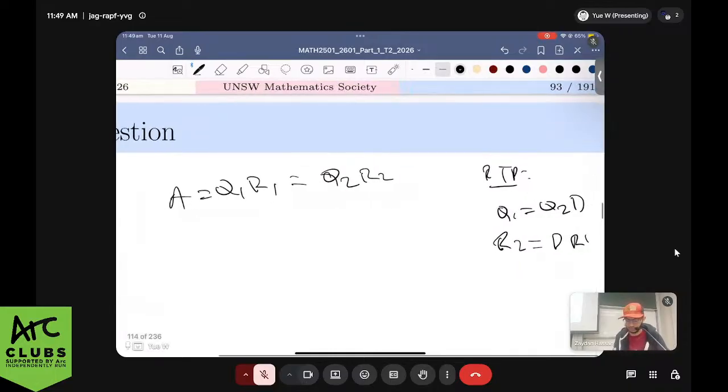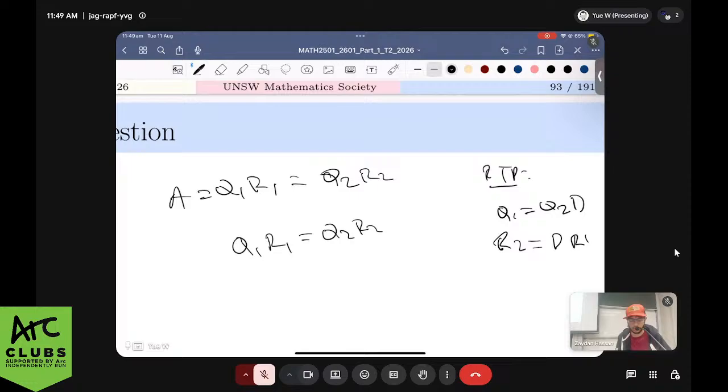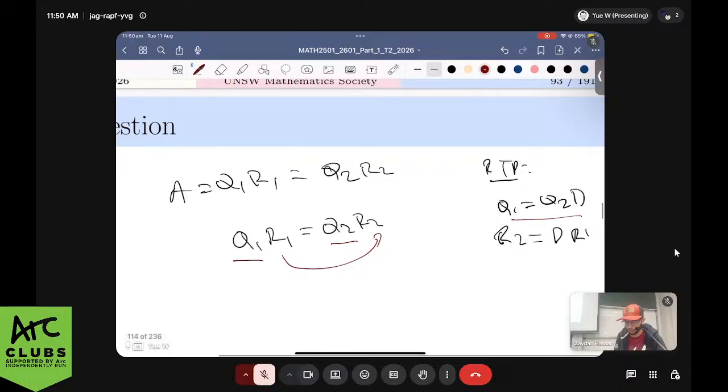Let's see, how do we do this? So Q1 R1 equals Q2 R2. We want to show Q1 is Q2 times something, like Q1 times D. We might want to move this to the other side. Keep in mind R1, R2 are both invertible because they're upper triangular and invertible. Q1 equals Q2 R2 R1 inverse, I guess. So ideally, we take D to be equal to whatever this thing is.